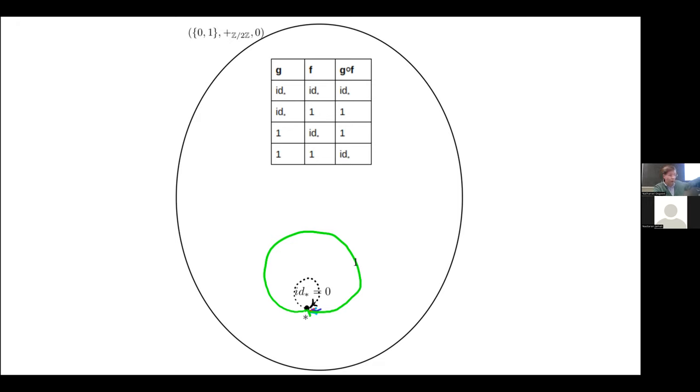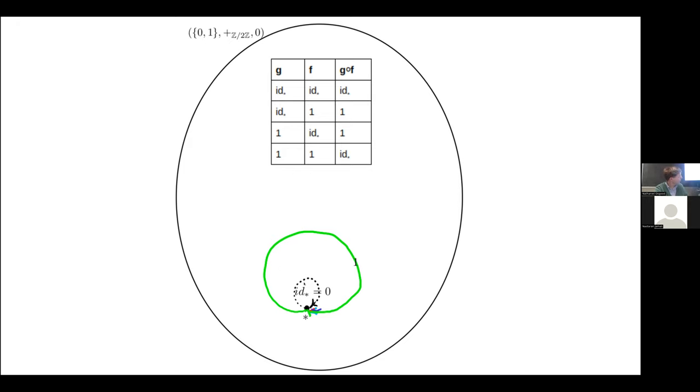And we further saw some small categories, like this one. Who recognizes what this is? What is this category? It's an example of what? Is this a preorder? Is it a monoid? It's a monoid. And the elements of the monoid, where are they in this category? The arrows. Yeah, the morphisms are the elements.